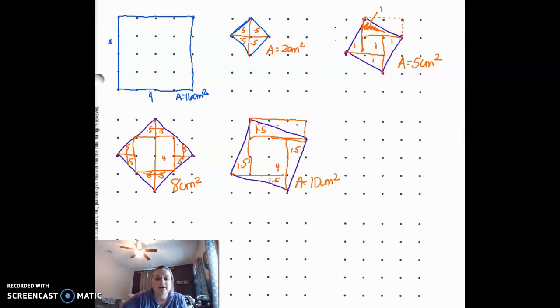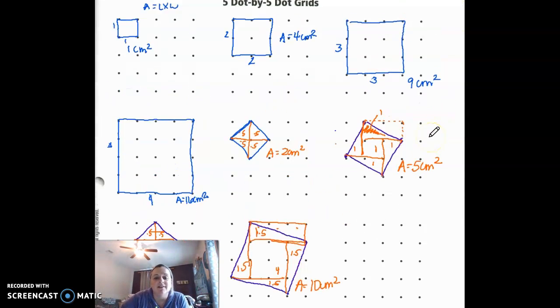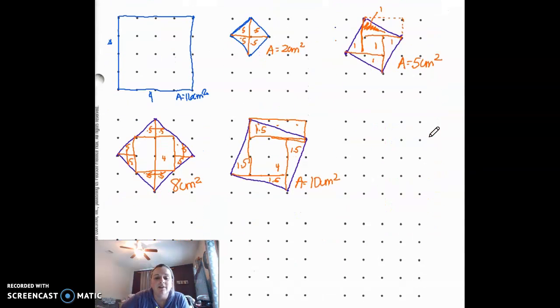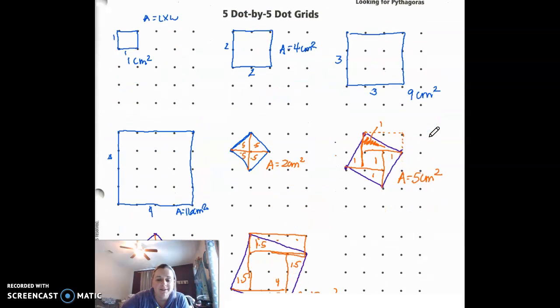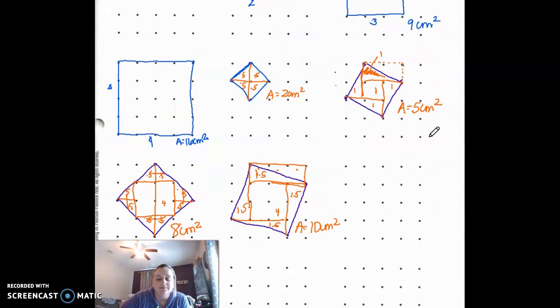Okay, so there are 8 squares that fit inside 5 by 5 dot grids, and all of them are different, and we've proven that they are different by looking at their areas. Okay, that should help out a lot with your homework.